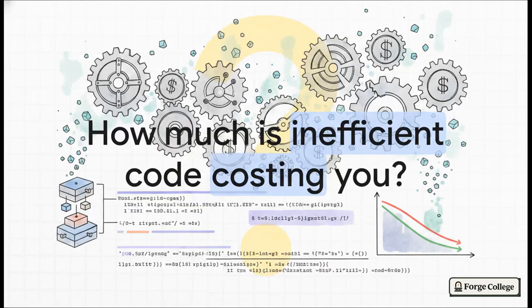I want to leave you with this final, kind of provocative thought. If every single opcode, every tiny mechanical gear turning inside the EVM costs gas, how much is your inefficient code truly costing you right now? It's a question definitely worth calculating.